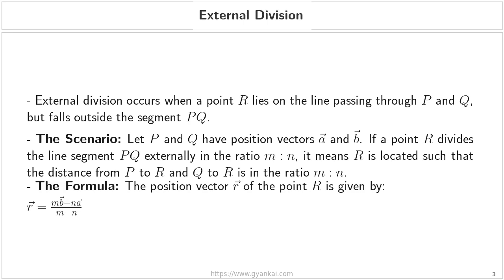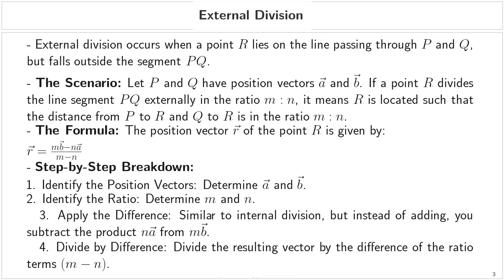Now, if you look closely at the formula, you'll notice it looks very similar to the internal division formula we just studied, but with one crucial difference in the signs. The position vector R of point R is equal to m times vector B minus n times vector A, all divided by the quantity m minus n. To make sure you apply this correctly in your exams, follow this 4-step breakdown. First, identify your position vectors A and B.